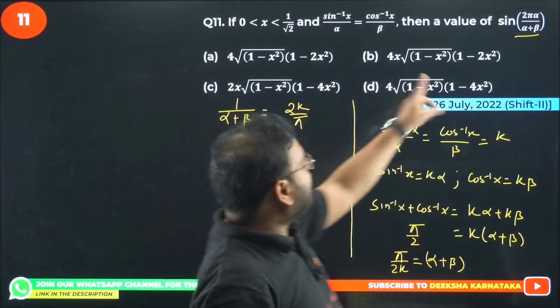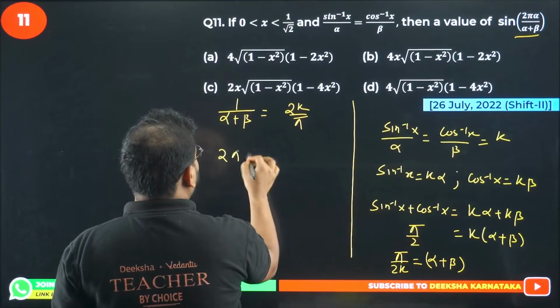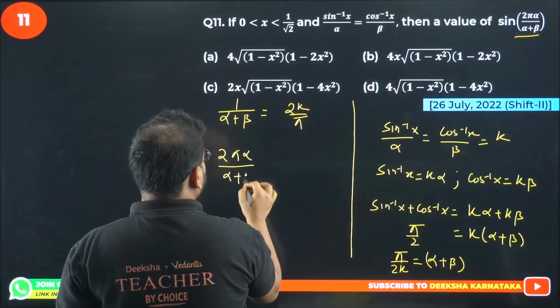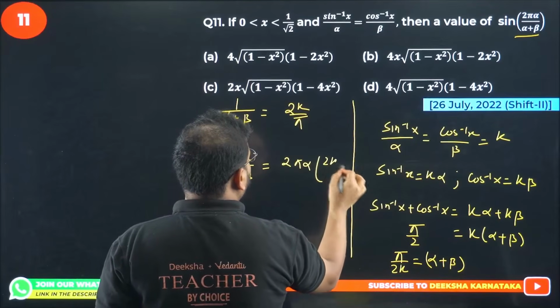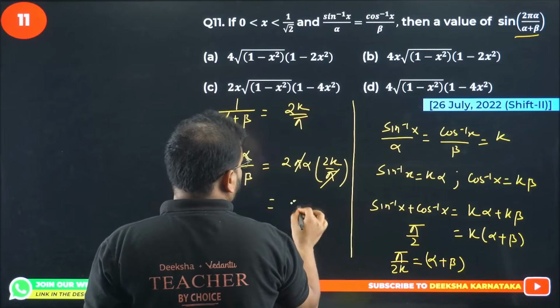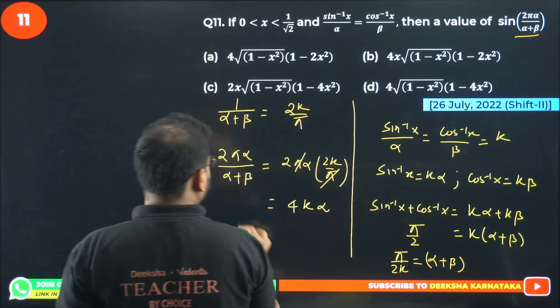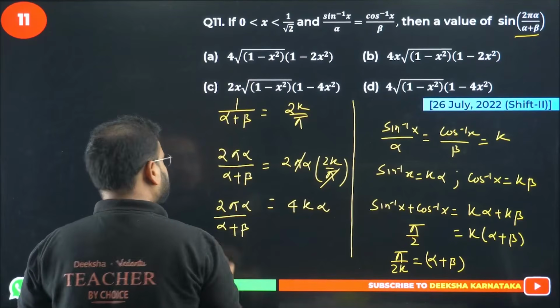I want 2 pi alpha also in the numerator, so I'll multiply on both sides. So 2 pi alpha by alpha plus beta equals 2 pi alpha into 2k by pi. Pi and pi are cancelled. I get over here 4k alpha equals 2 pi alpha by alpha plus beta.